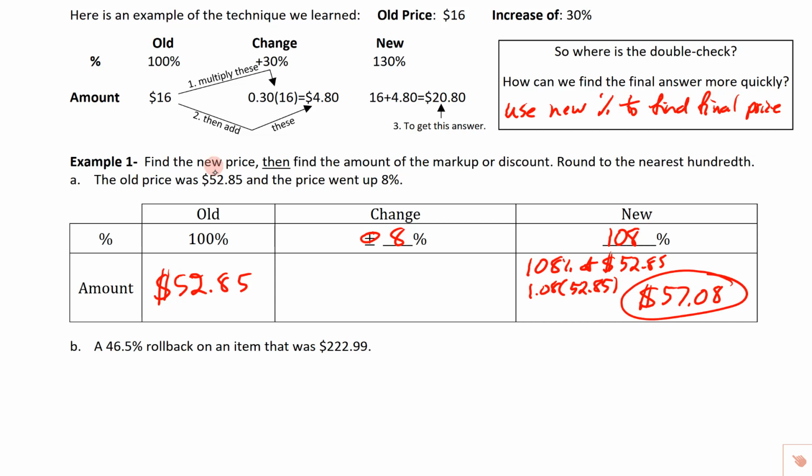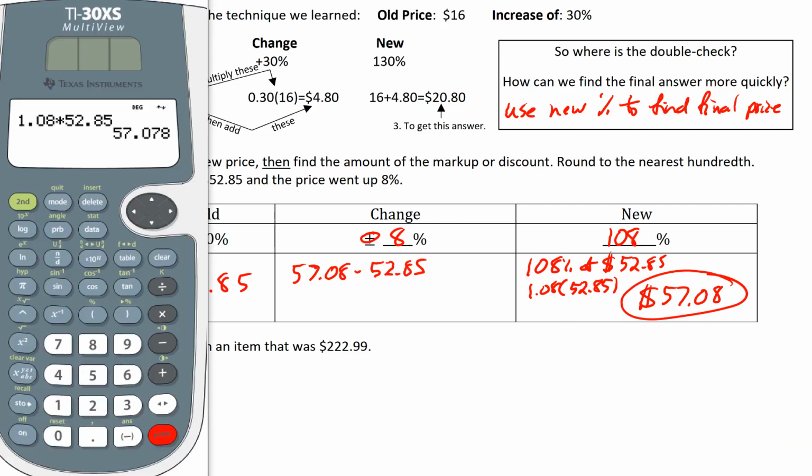It says find the new price, which we did, and then it says find the amount of the markup or the discount. Well, the price went up, so this is going to be a markup. So we're going to take this new price, that higher dollar amount, 57.08, and then we're going to subtract the original price of 52.85, and let's see what we get here. So 57.08, we'll subtract off the 52.85.